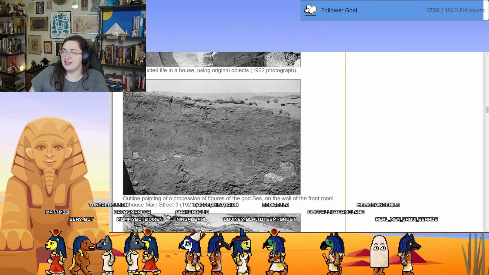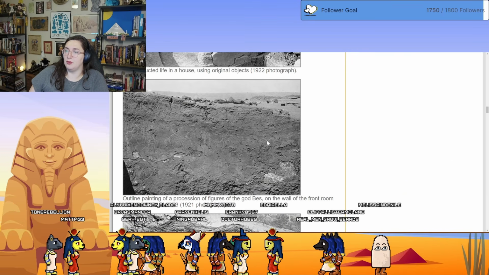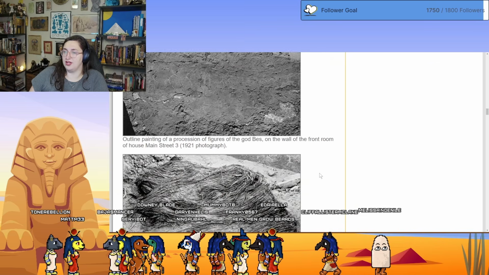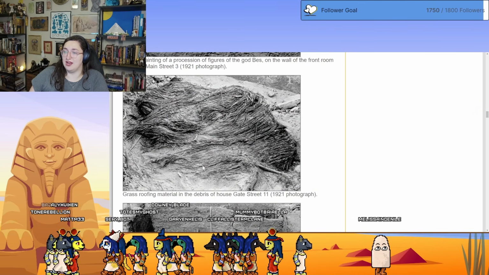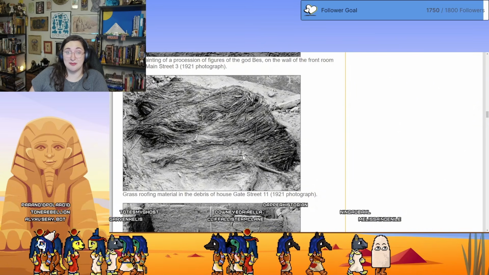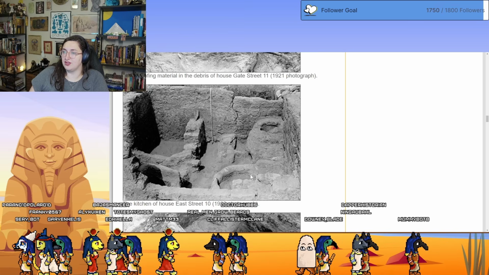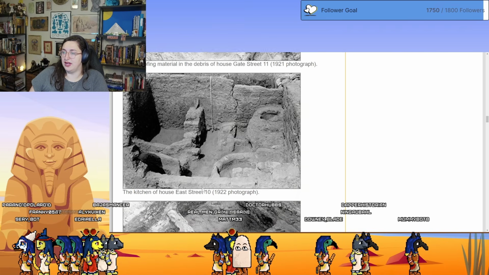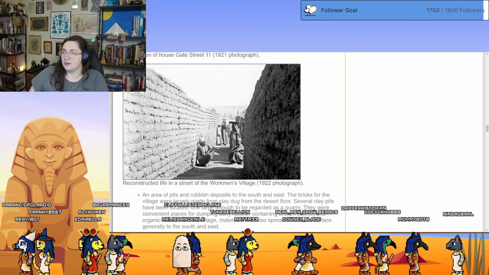So there is an outline of a painting of a procession of figures of the god Bes in the wall of the front room of the house on Main Street. Oh wow, look at that. Grass roofing material and debris in the house on Gate Street 11. Isn't that amazing? That got preserved. It's crazy. You got the little kitchen, all the little fires, another kitchen, and the walkway.